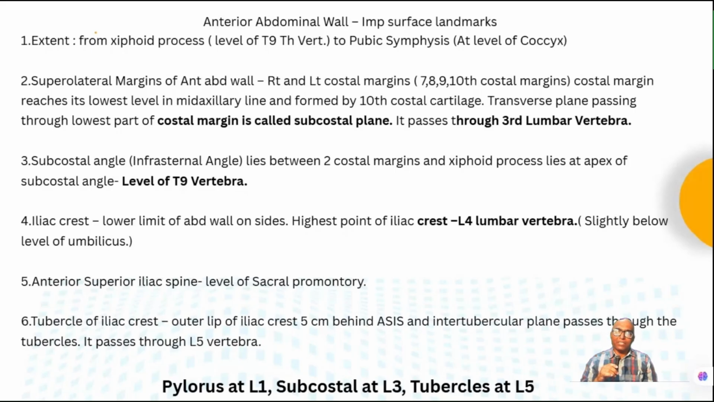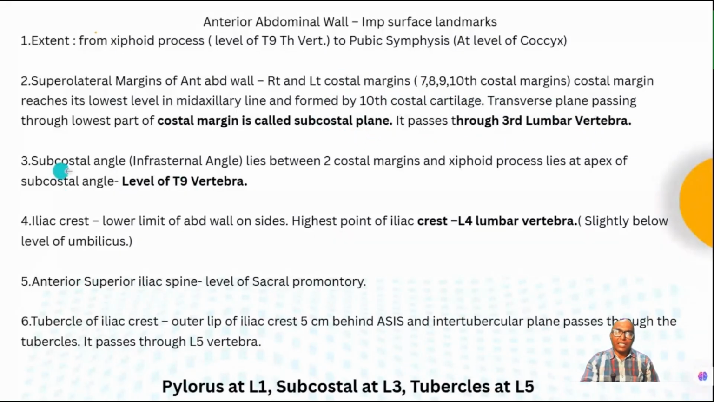So the transverse plane passing through the lowest part of the costal margin is called the subcostal plane. It passes through the third lumbar vertebra, which we have already seen. Third lumbar vertebra, which part? Upper part. That is the subcostal plane, and it passes through the 10th costal cartilage. Remember this also. These are the small things they can ask you.